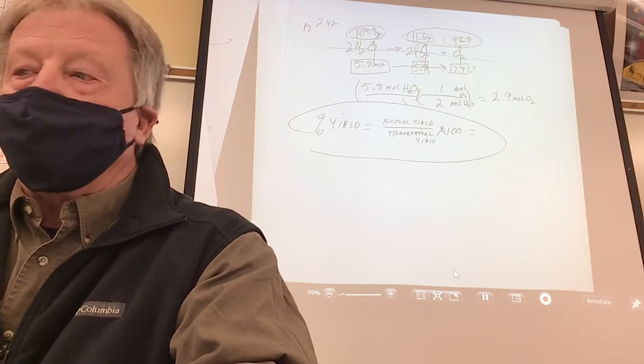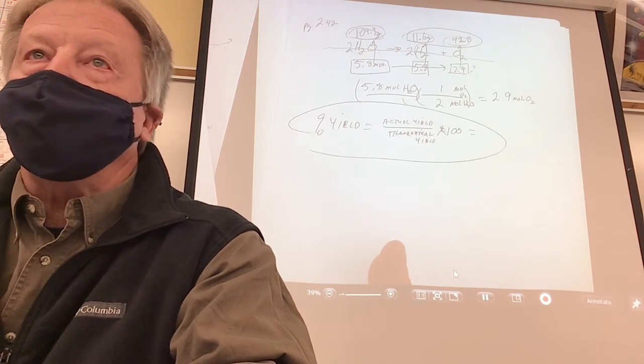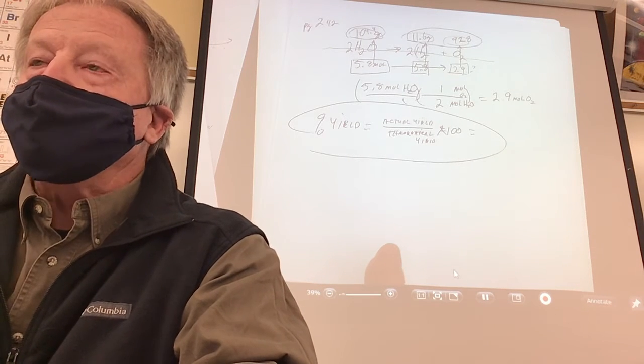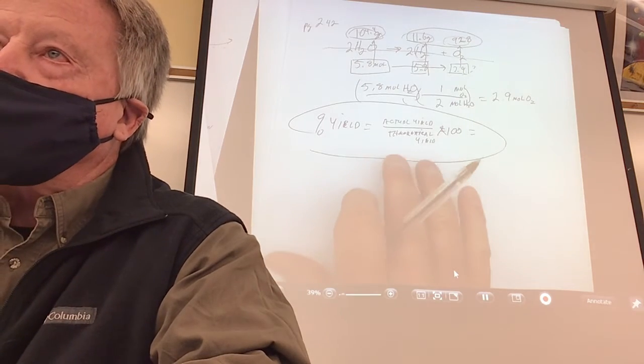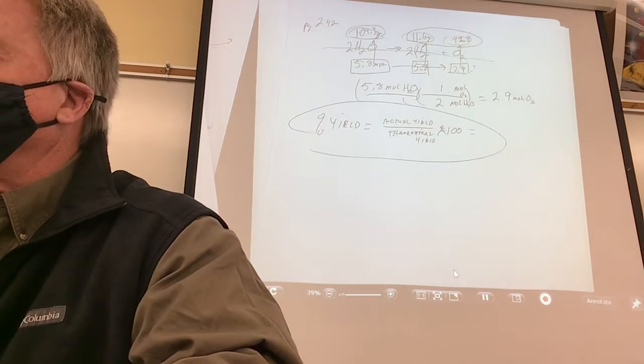You're not gonna get 100% yield, okay? No one that I know of gets 100% yield. So now, this is the simplest part of the last two pages of the chapter, and I'm gonna show you how this works, okay?